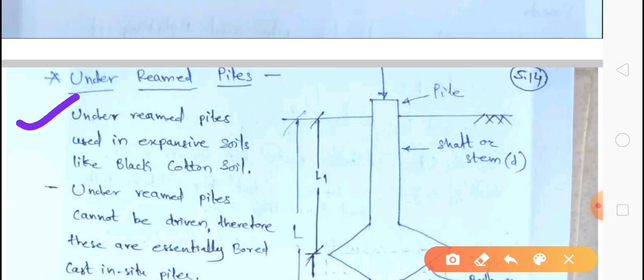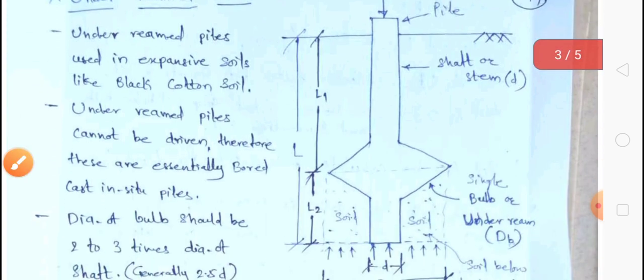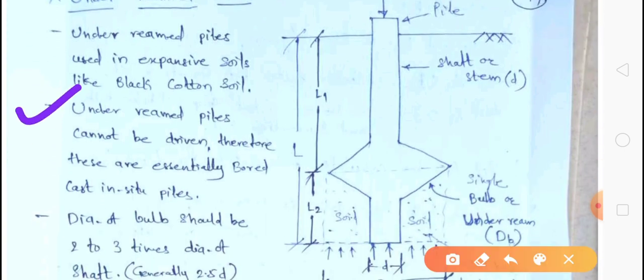Under rim piles are used in expansive soil like black cotton soil. So the use of this under rim pile is very beneficial for expansive soil. Under rim piles cannot be driven, therefore these are essentially bored cast in situ piles.